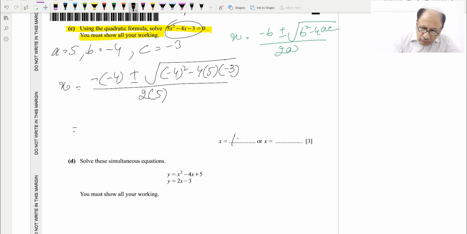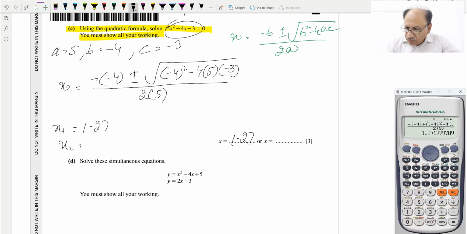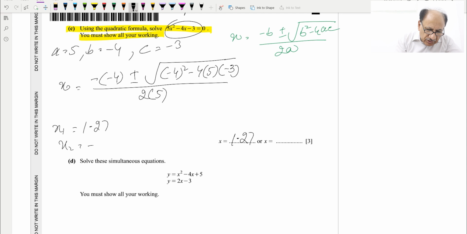And this is giving us 1.27. So 1.27 will be our one answer. We can write here 1.27 as x1, and x2 will be the second value. We'll have to go here and change plus into minus, and then we will get the second value, which is this one, which is minus 0.47. So minus 0.47 will be the second value, and this is for 3 marks.